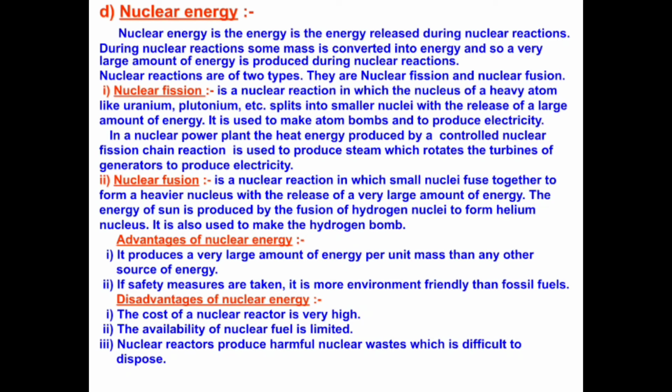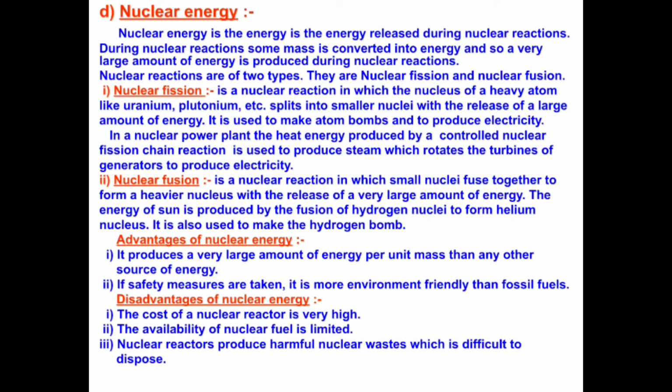Nuclear fission is a reaction in which the nucleus of a heavy atom like uranium, plutonium, etc. splits into smaller nuclei with the release of a large amount of energy. It is used to make atom bombs and to produce electricity. It is a nuclear power plant. The heat energy produced by controlled nuclear fission chain reaction is used to produce steam, which rotates the turbines of generators to produce electricity.